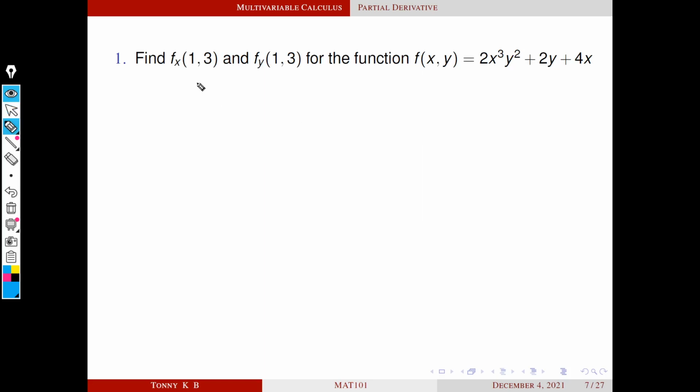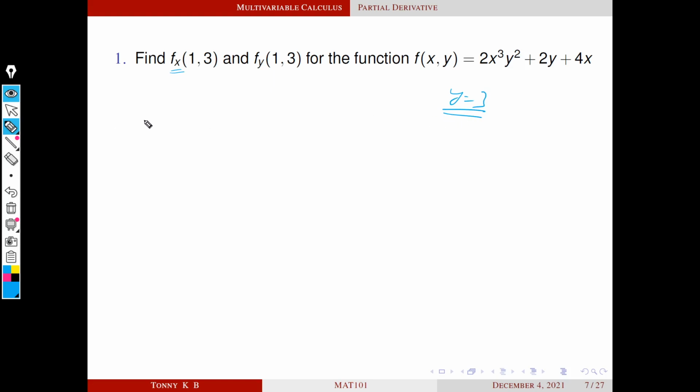Consider a problem. Find fx(1,3) and fy(1,3) for a function f(x,y) equal to 2x³y² + 2y + 4x. First we are going to solve this problem using our basic formula. Basic formula means we have to find the rate of change in the direction of x. So you can treat y as a constant. So we consider the intersection of the surface with y equal to 3.